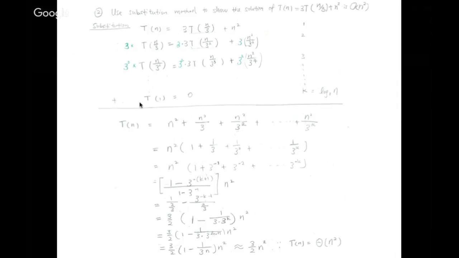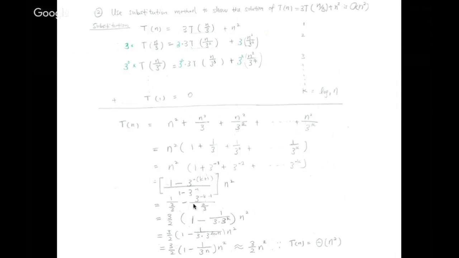Okay, so now we add all these equations up, then we get T(n) equals n squared plus n squared divided by 3 plus n squared divided by 3 squared plus etc., until we add n squared divided by 3 to the power of k. Then this whole term equals n squared times, in the parentheses, 1 plus 1 over 3 plus 1 over 3 squared plus etc., until we add 1 divided by 3 to the power of k.